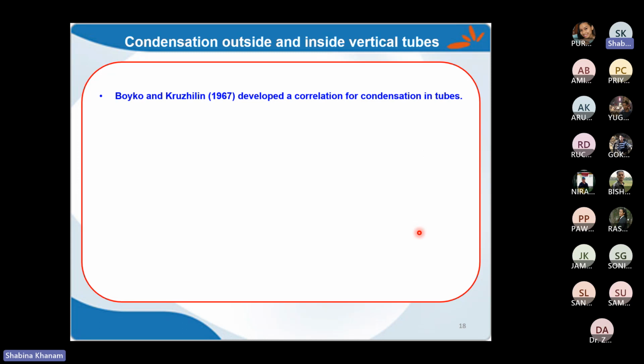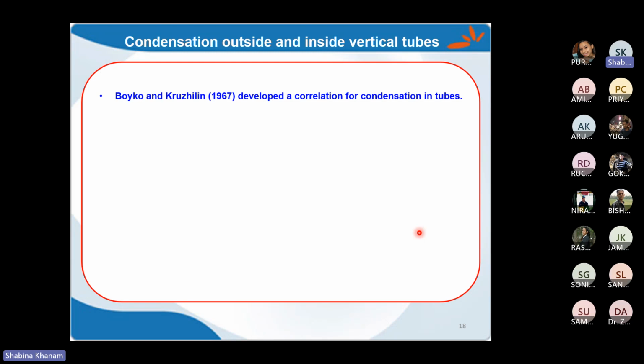Because when the condensation proceeds inside the tube, you can understand that as condensate forms, it will move down. So it will join the already available condensate film in the tube. So it will create additional shear inside the tube, because the space is that limited.